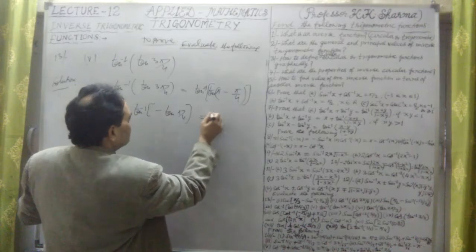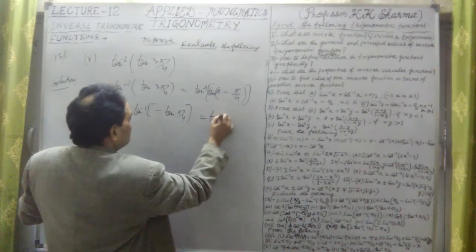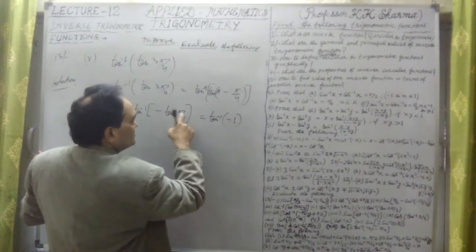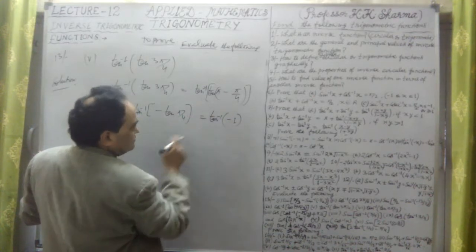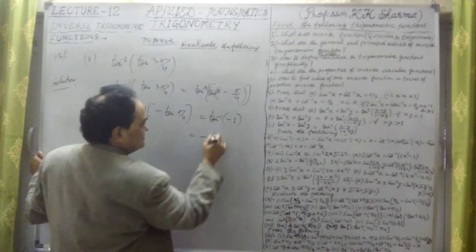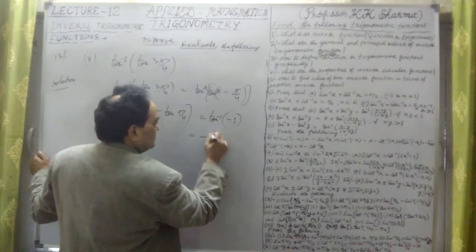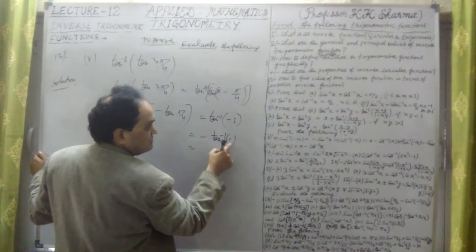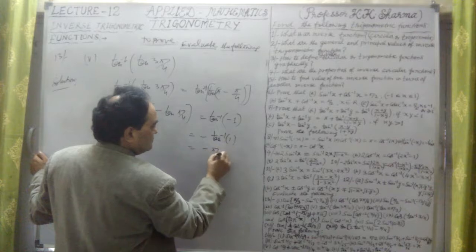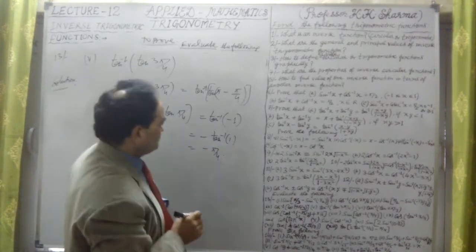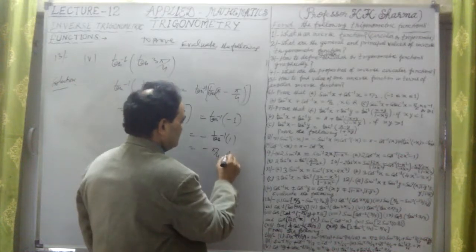It gives us tan inverse of minus tan pi by 4. Tan pi by 4 is 1, and the minus stays here, so it gives us minus tan inverse of 1. That is pi by 4 here, so the value is minus pi by 4. This is the answer here.